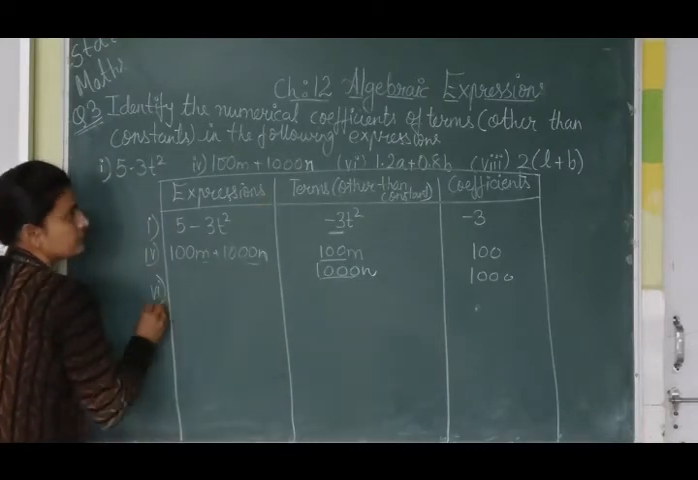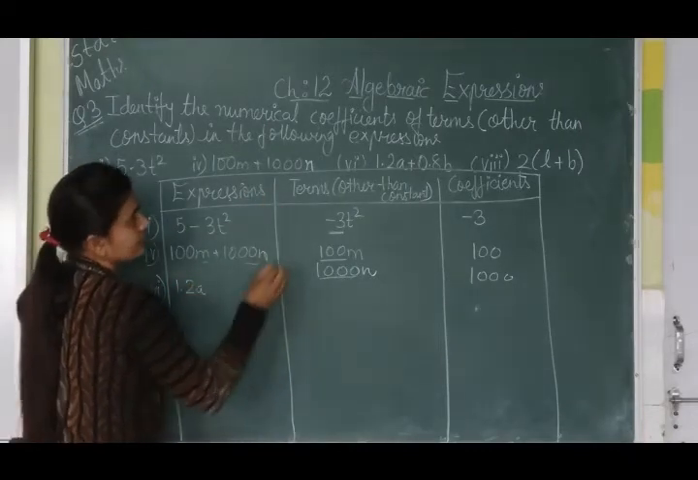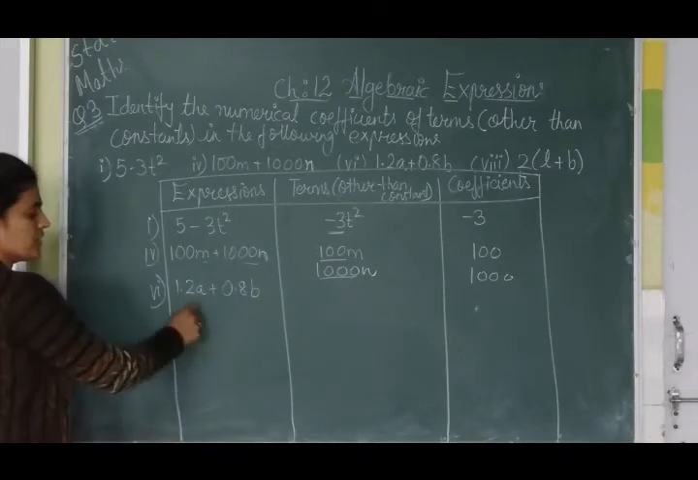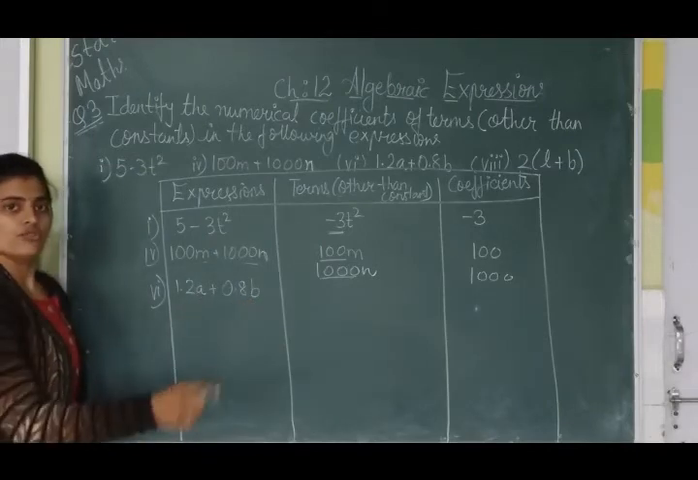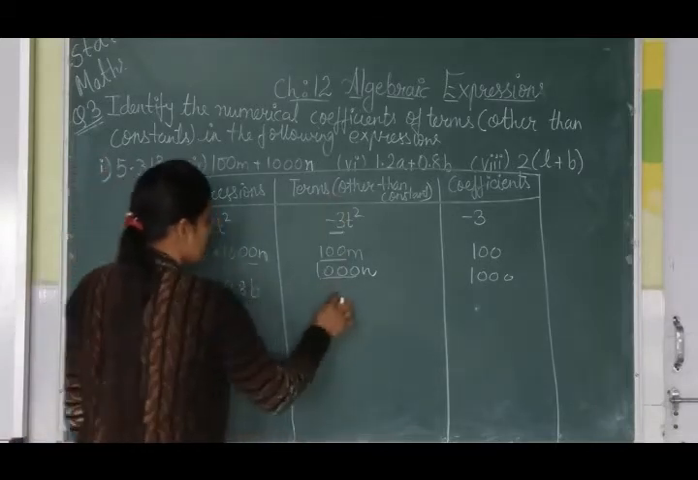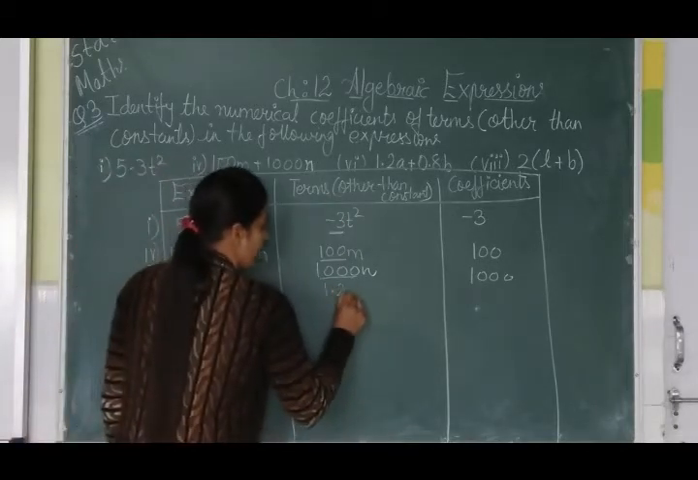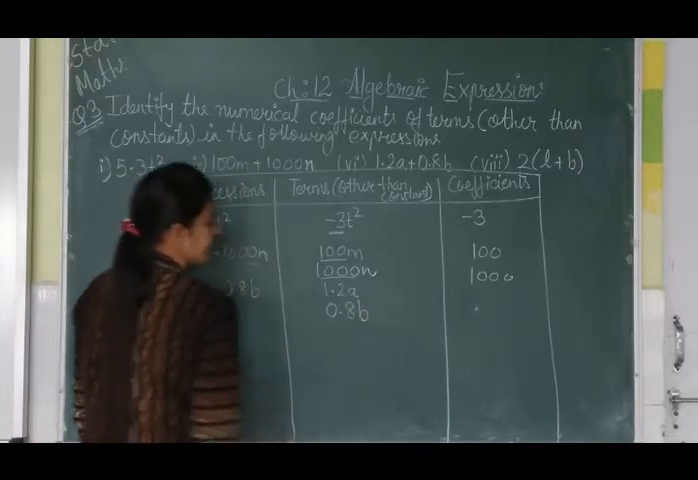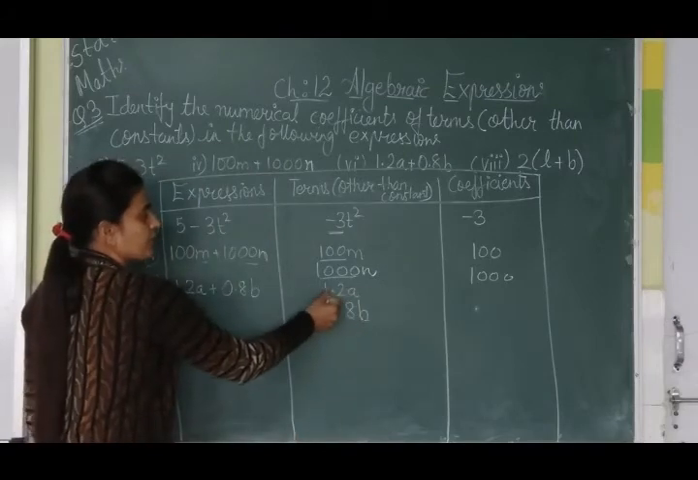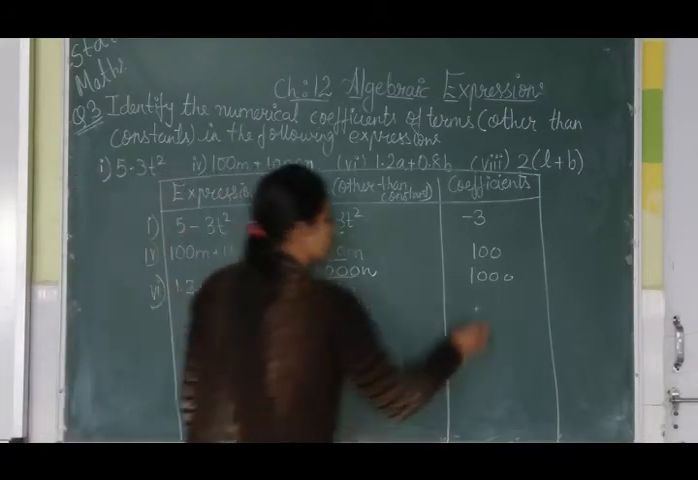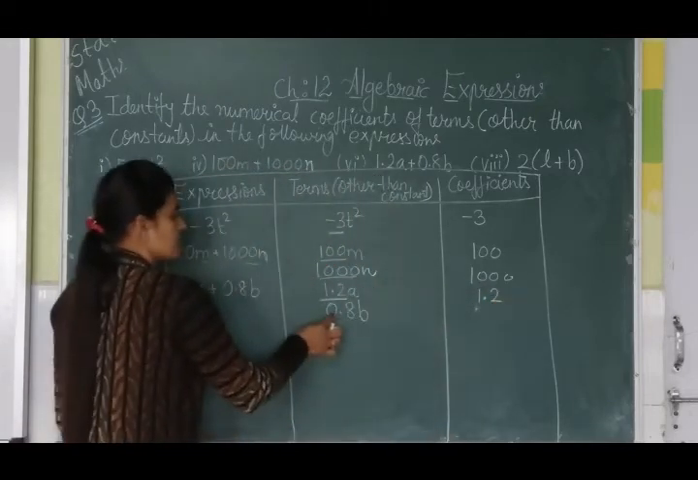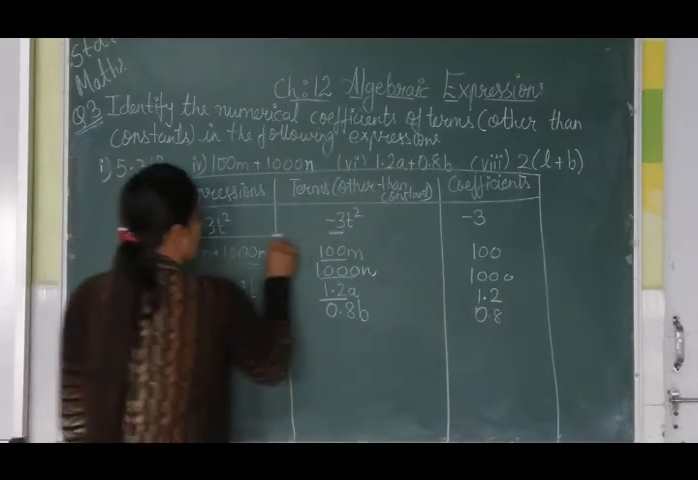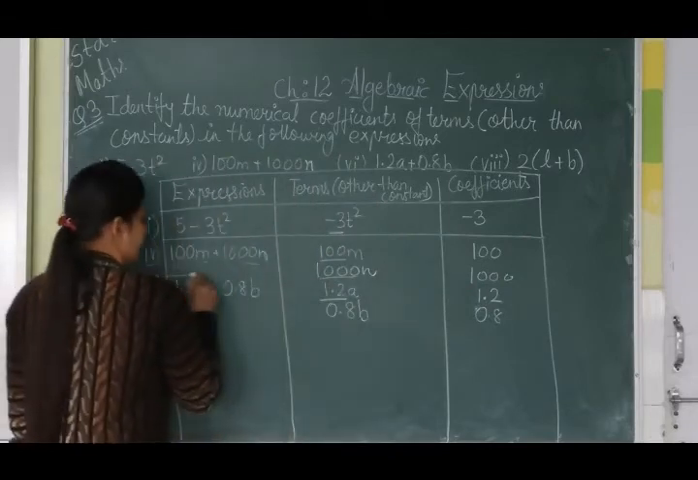Next, 1.2a plus 0.8b. Here also you can see a is there and b is there, so we have to take both the terms. In the terms column we will write down 1.2a, and the other term is 0.8b. Now the coefficient of 1.2a is 1.2, and of 0.8b it is 0.8. Here draw lines so that you can separate them.